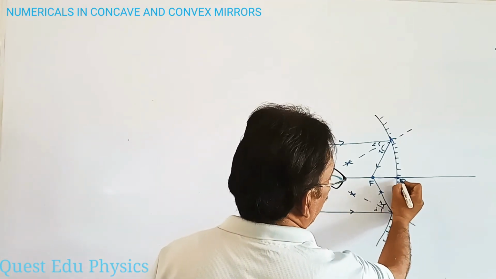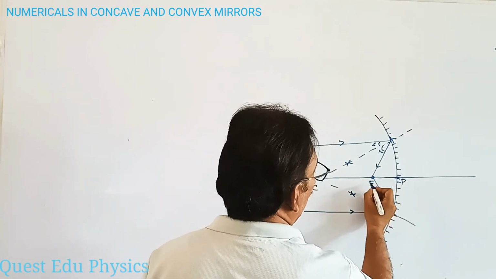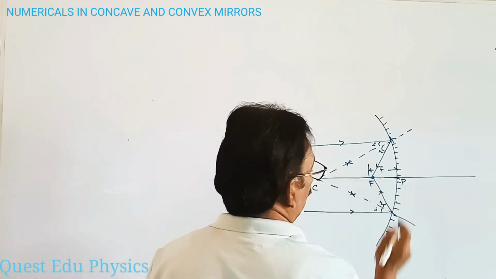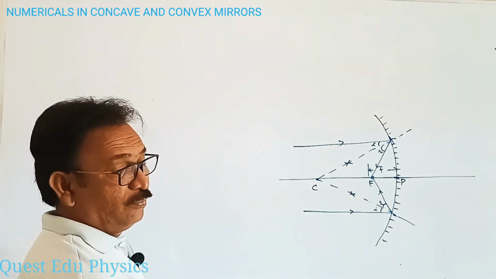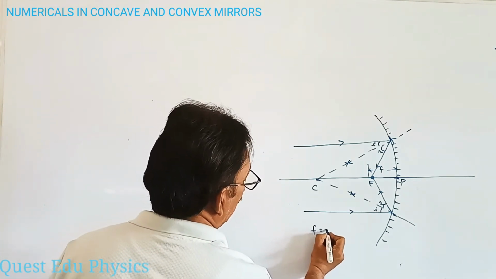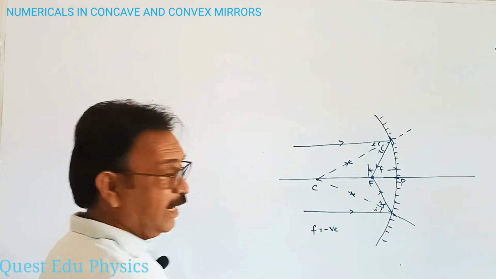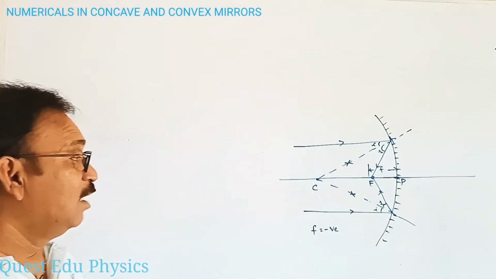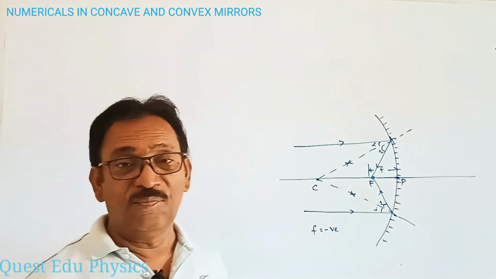Okay, students, the focus. And this distance from the pole to the focus is known as the focal length, students. Here it is a concave mirror. It has a focal length which is negative, students. It is taken as negative because of the sign convention, students.